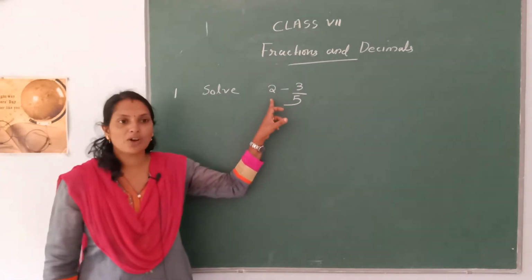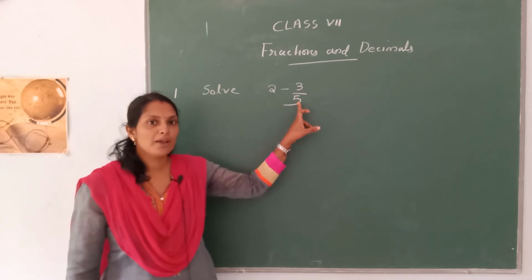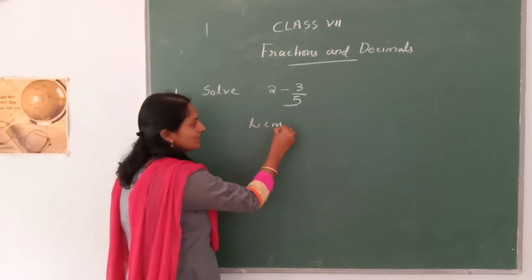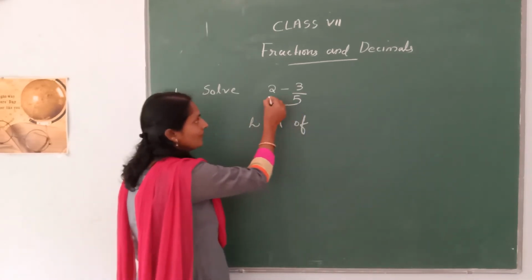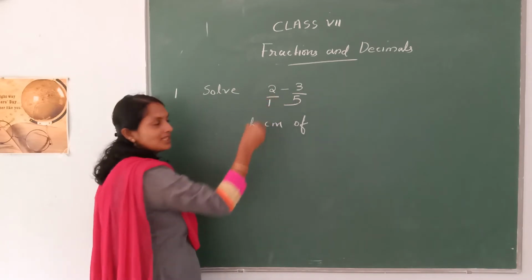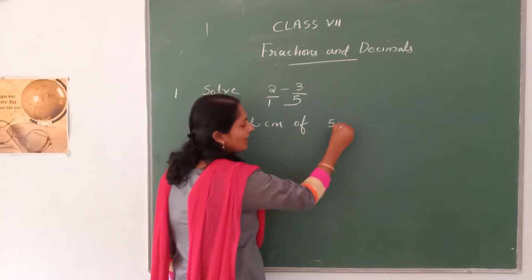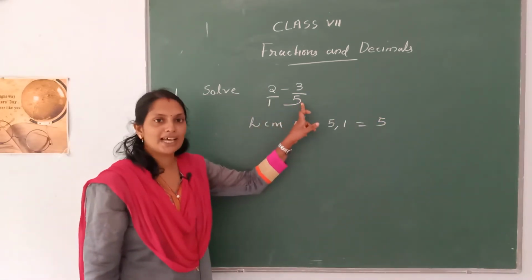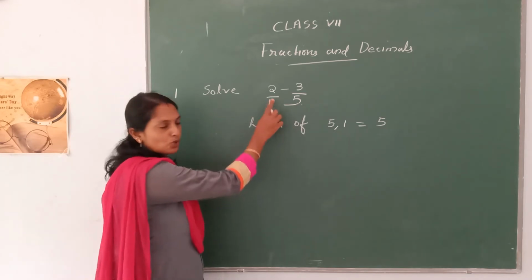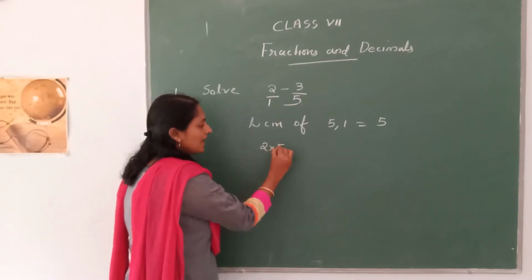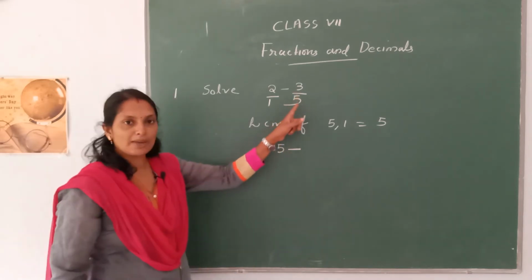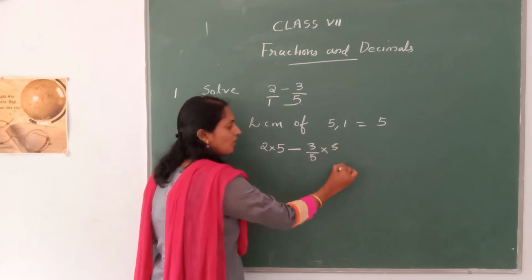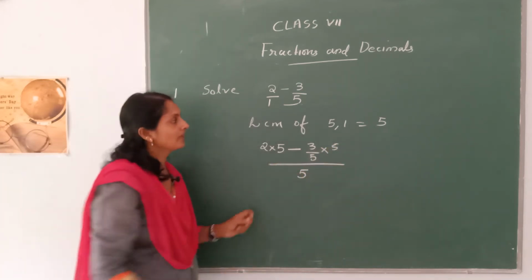You know that 2 is a whole number and 3 by 5 is a proper fraction. Then find the LCM of the denominators. Therefore, the denominator of 2 is 1. Then LCM of 5 and 1 is equal to 5. Then you multiply each term by that LCM. First term is 2, then you multiply by 5. Next term is 3 by 5. Then multiply by that LCM, whole divided by that LCM.